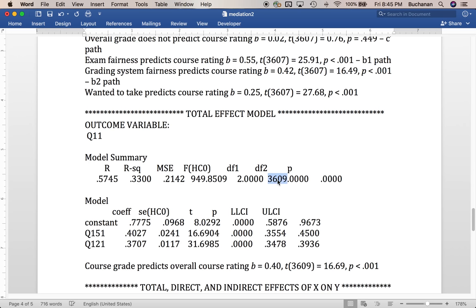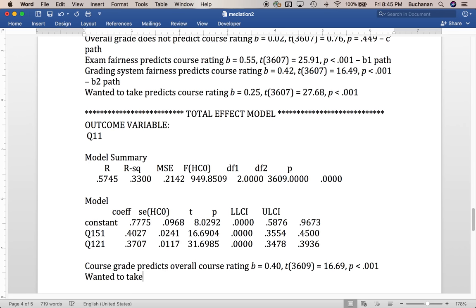So here's our degrees of freedom. This is one thing you have to watch on these types of models, is they're going to be different for every model. And you could say what they want to take predicts overall rating, and it's 0.37. T here's 36.09. It's 31.70 if I can round today.